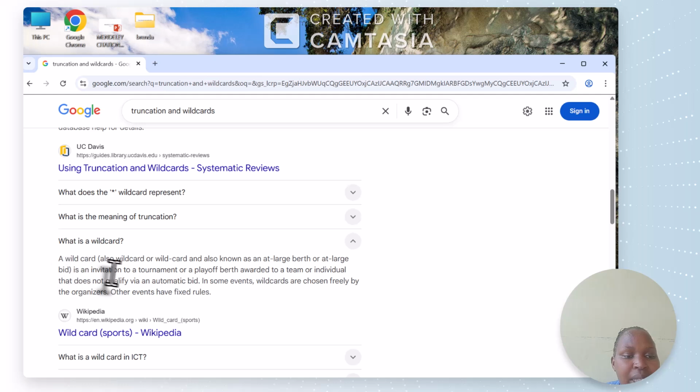Now about wildcards. A wildcard, also known as an at-large bid, is an invitation to a tournament or a place awarded to a team or individual that does not qualify for an automatic bid. In some events, wildcards are chosen freely by the organizers. Other events have fixed rules.